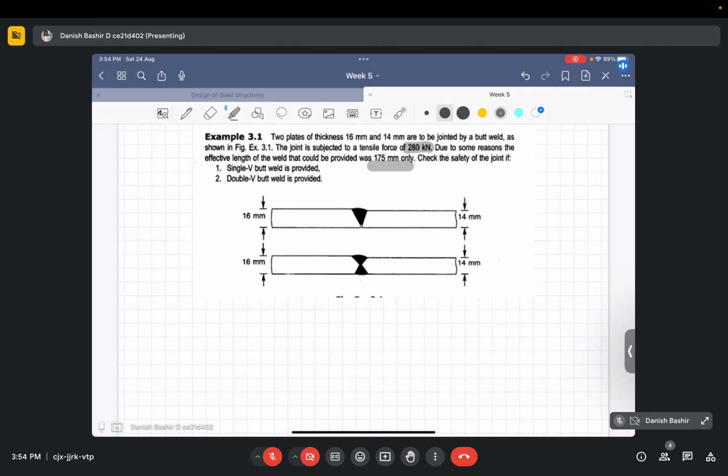So here a single V butt weld is provided and a double V butt weld is provided. For your information, for single V butt weld there is incomplete penetration, and for double V butt weld there is complete penetration. Taking the first case, single V butt weld, the first case is incomplete penetration.